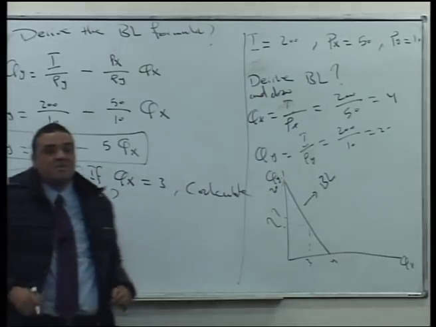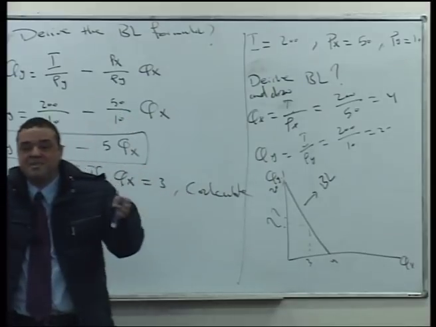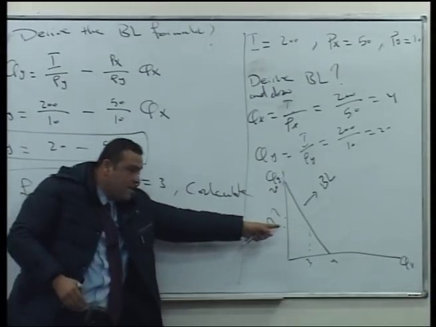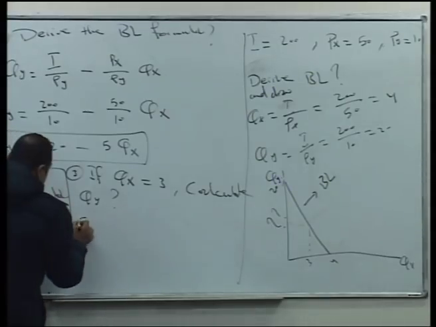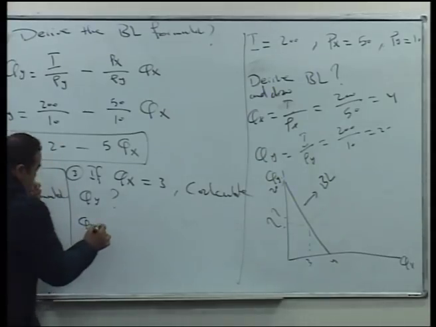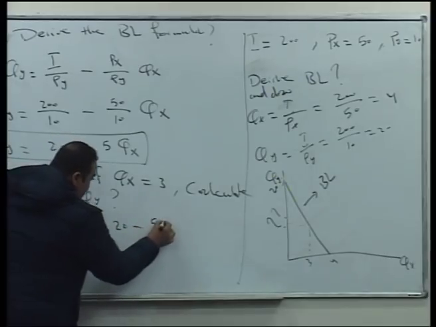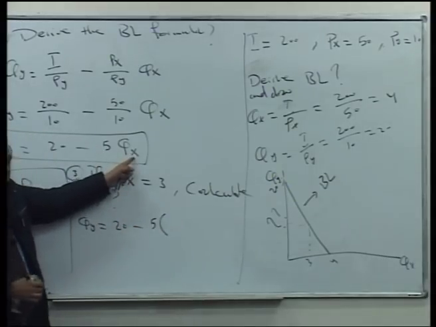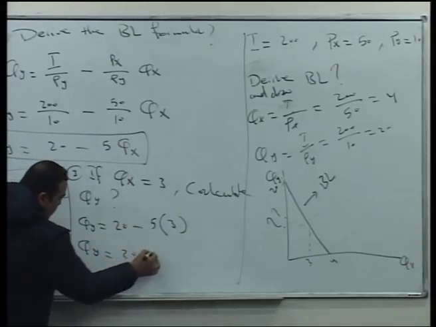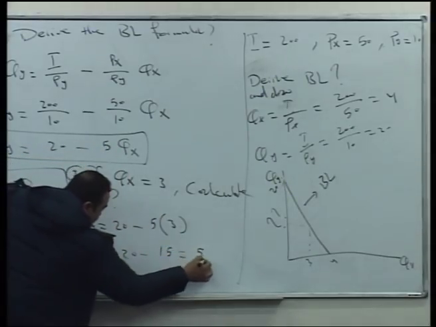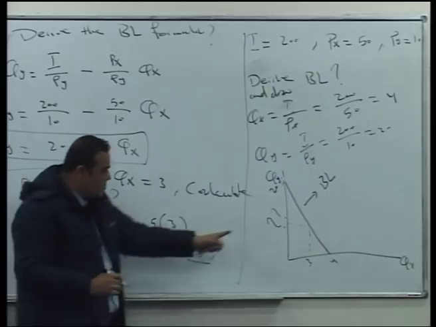Which means if the consumer decided to buy 3 units of X, how many units of Y can he buy? So QY equals 20 minus 5 times the quantity of X at 3. So quantity of Y equals 20 minus 15 equals 5. So here he will buy how many? 5.